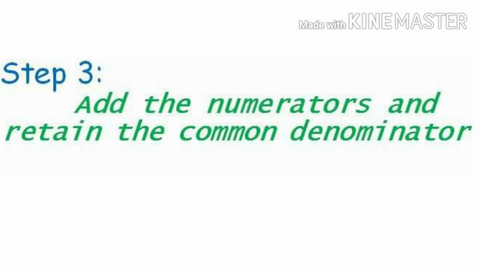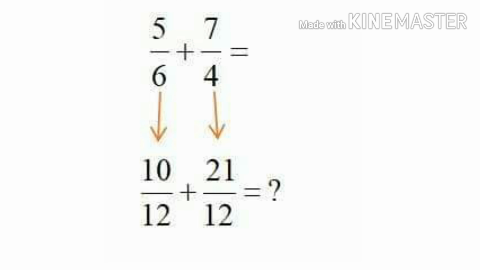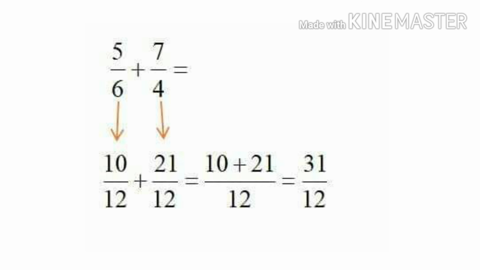So perform the indicated operation, and that is addition. So how are we going to add? Add the numerators and retain the common denominator. Add 10 plus 21. That would give us 31. And what is, of course, our denominator here? No doubt, that would still be 12. So our answer there is 31 over 12.